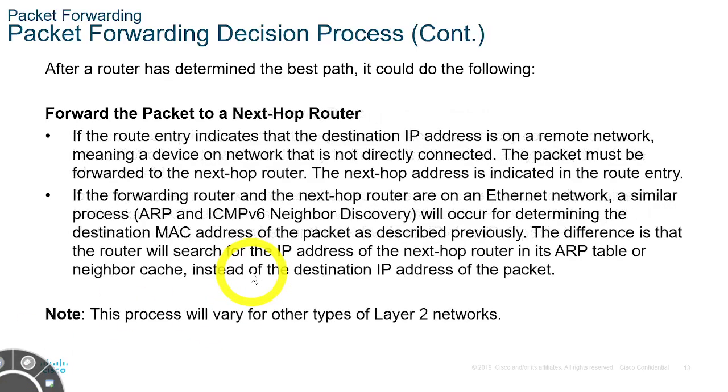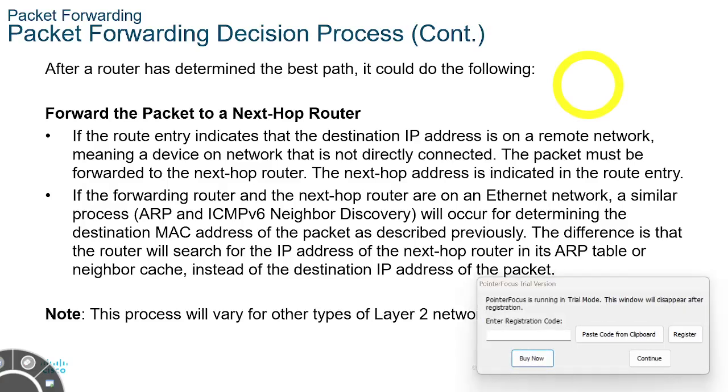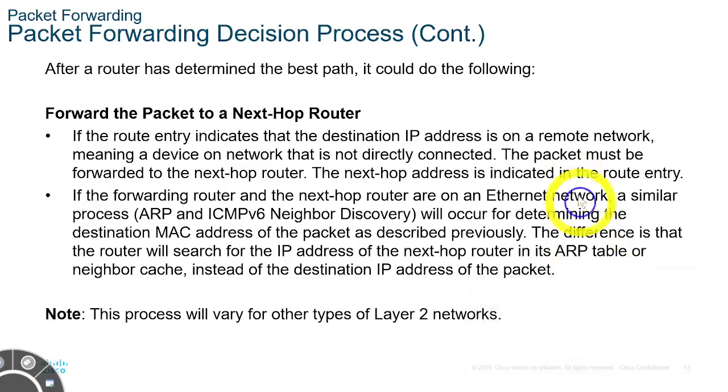Now we will talk about another type of connected interfaces to the router. First thing, if it's directly connected to a LAN, or what we call a directly connected network. And the second thing is if the next hop is a router, it's not a LAN. How should the router forward the packet?